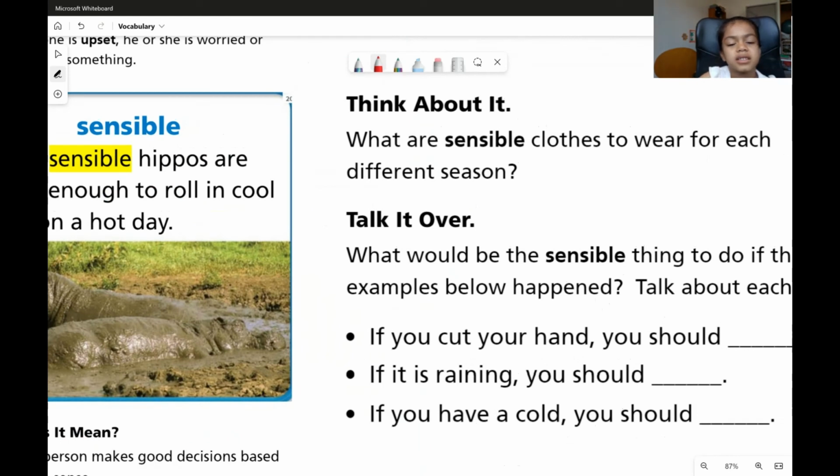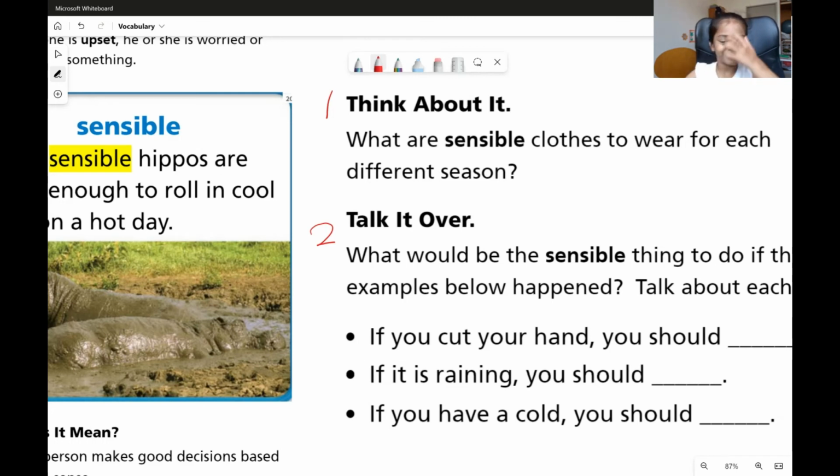Right now, I have two exercises. First one this, second one this. Think about it is first and talk it over is two. So, let's see. Think about it. What are sensible clothes to wear for each different season? In winter, you should wear thick, long-sleeved clothes, which are made out of wool. So, you know, you stay nice and warm. And in summer, you can wear short sleeves like this.